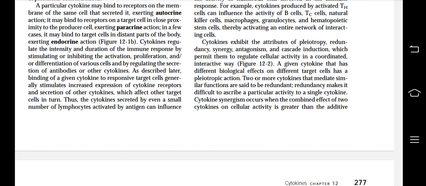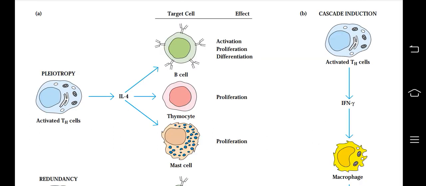Then next, a thymocyte is also there, which is acting as a target cell. The same IL-4 is present, which is the cytokine, which acts on the receptors of this thymocyte, which leads to the proliferation of that particular cell. Then some other cells called mast cells are there. With the help of this IL-4 cytokine, they undergo proliferation. Okay. So I hope this point is clear.